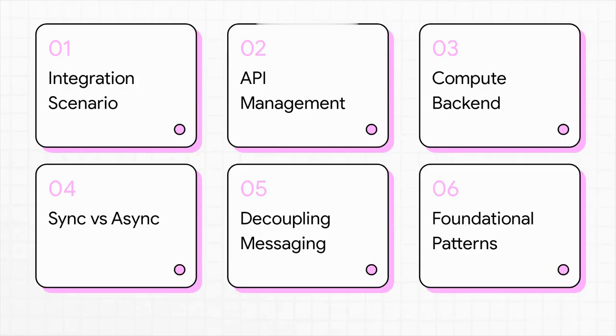Here is our roadmap for today. We'll start with the Azure integration scenario, check out API management as the front door, look at choosing your compute backend, weigh sync versus async processing, talk about decoupling with Azure messaging, and finally, wrap up with 3 foundational architecture patterns. All right, let's get into it.